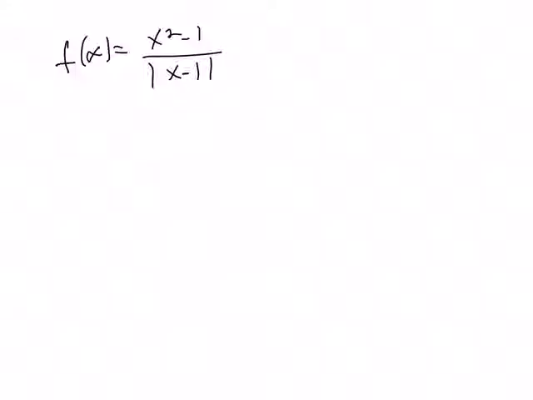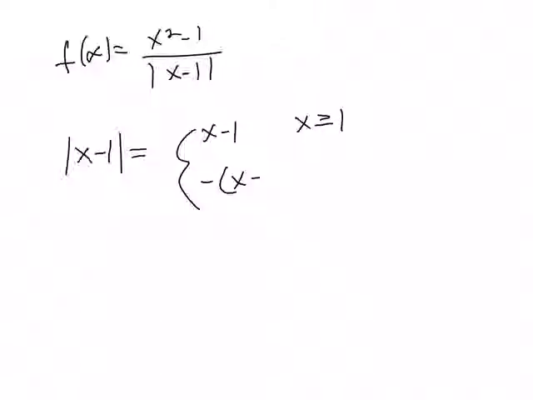I'm going to give myself more room. The absolute value of x minus 1 is equal to x minus 1 if x is greater than or equal to 1, because taking away a 1 from it will keep it positive, and it's going to be equal to negative x minus 1 if x is less than 1.